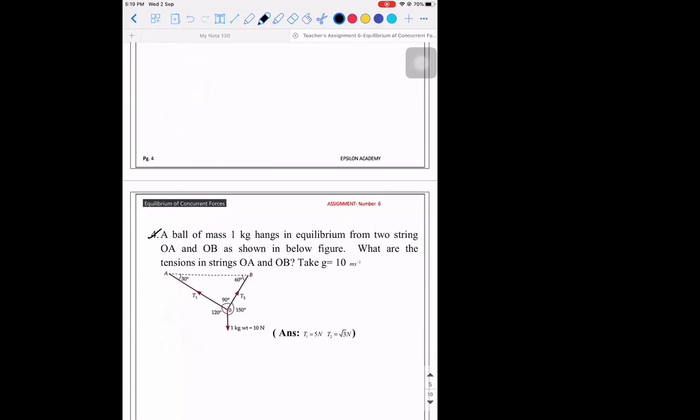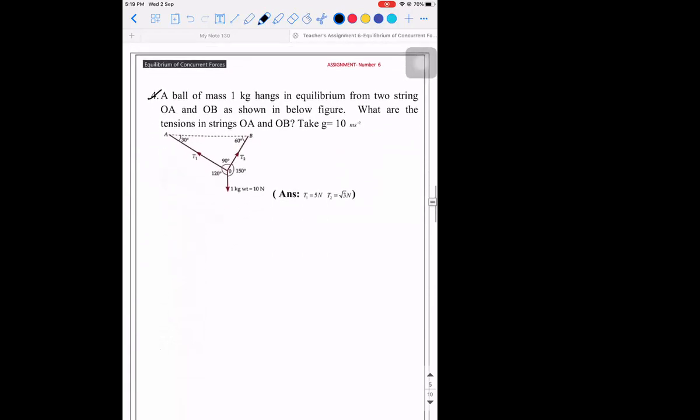There is a ball of mass 1 kilogram which hangs in equilibrium from two strings OA and OB. What are the tensions in strings OA and OB? This one you guys can do it.